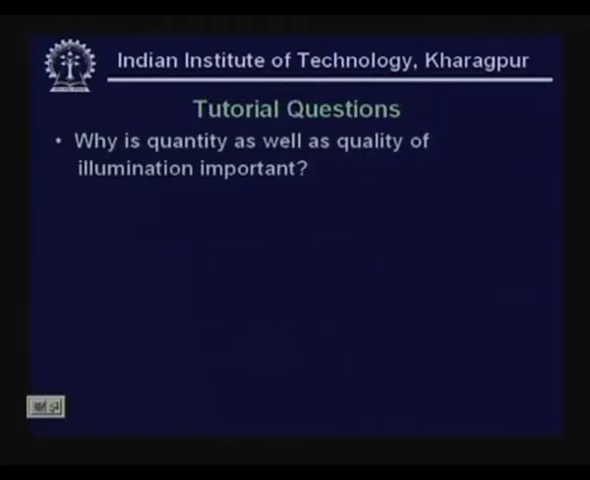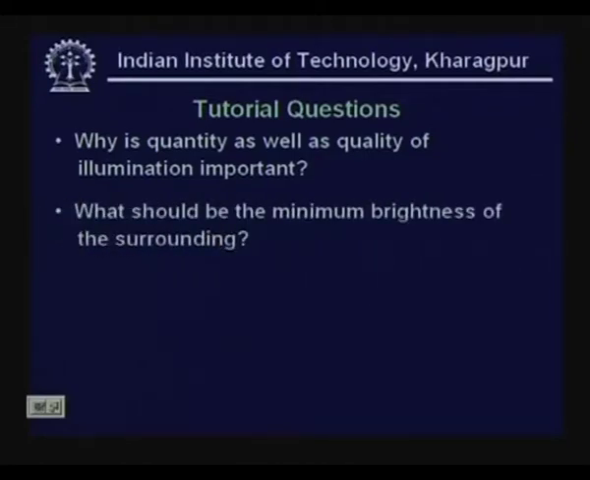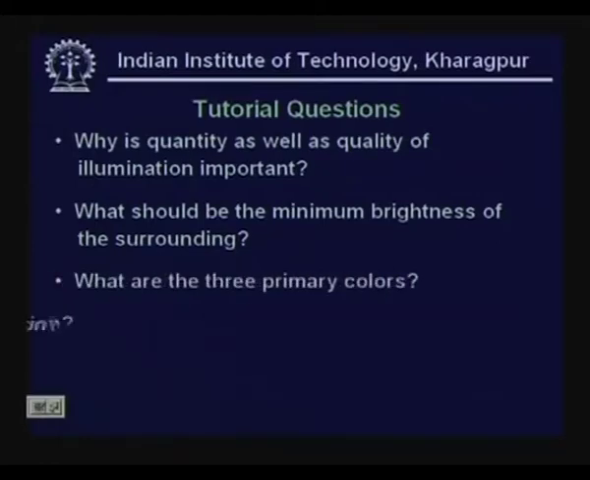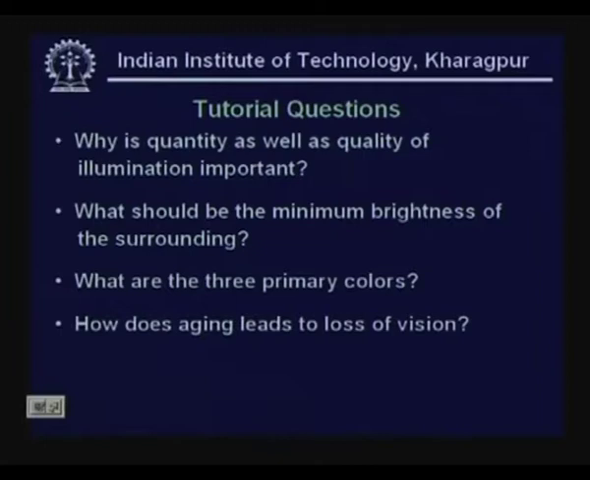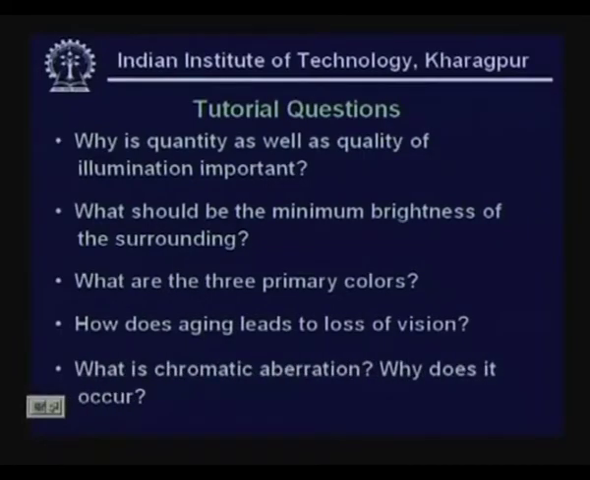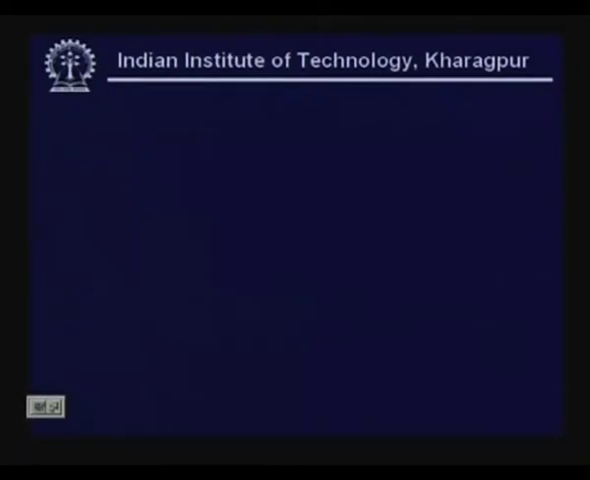Some of the questions: why is quantity as well as quality of illumination important? What should be the minimum brightness of the surrounding? What are the 3 primary colors? How does aging lead to loss of vision? What is chromatic aberration? Why does it occur?